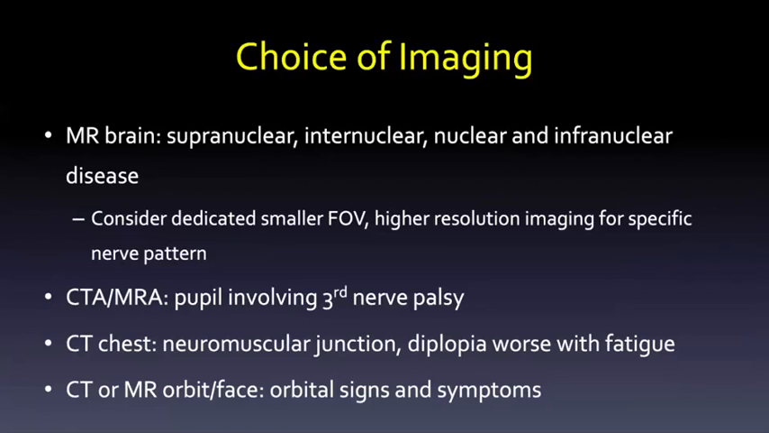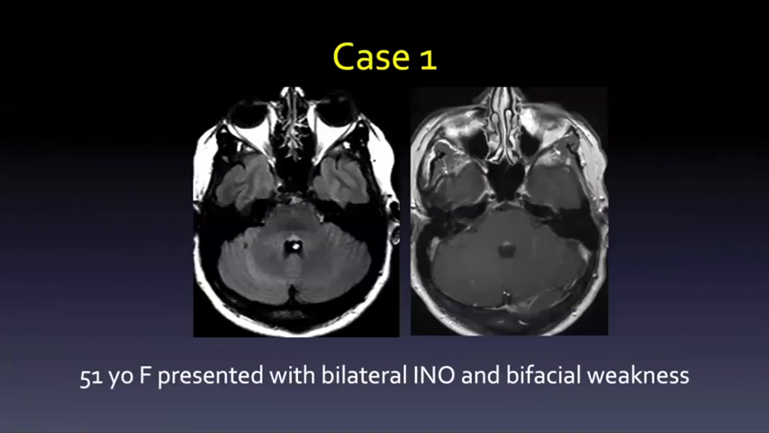So let's review some common and interesting cases that presented with diplopia. Our first case is a 51-year-old female who presented with bilateral internuclear ophthalmoplegia and bifacial weakness. So here we're thinking about that close association of the sixth nerve nucleus and the facial nerve course.